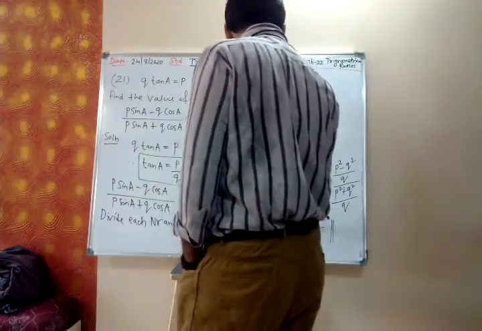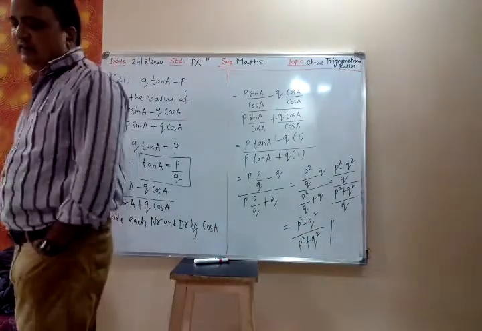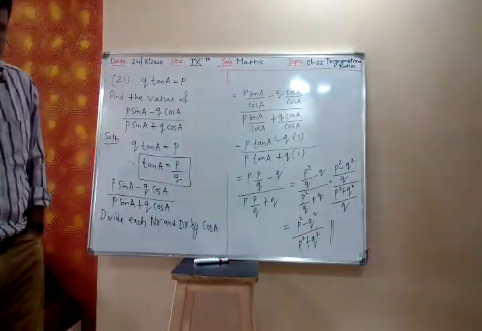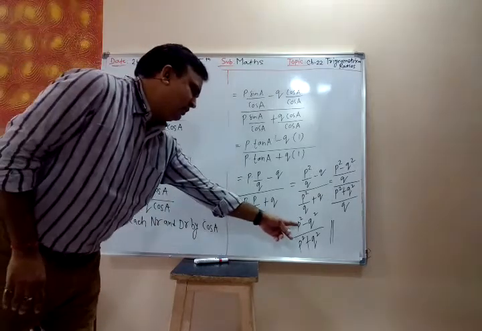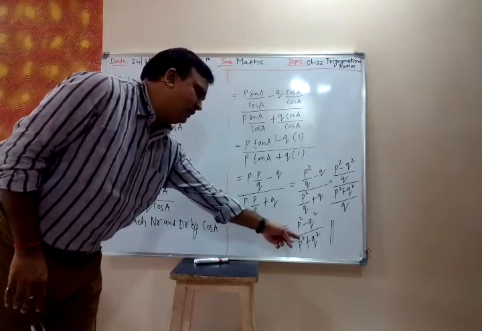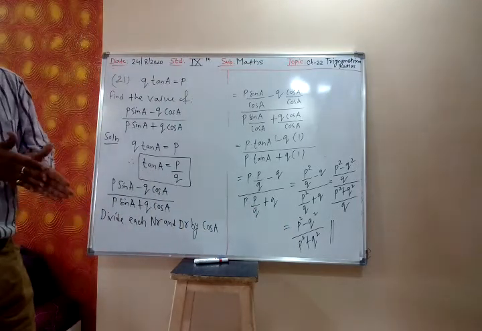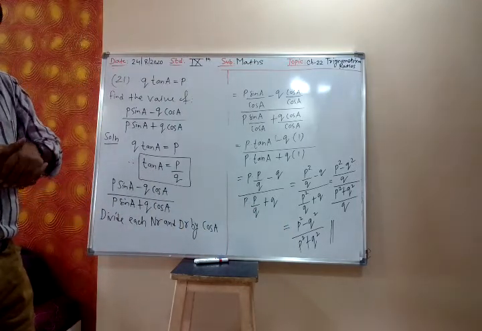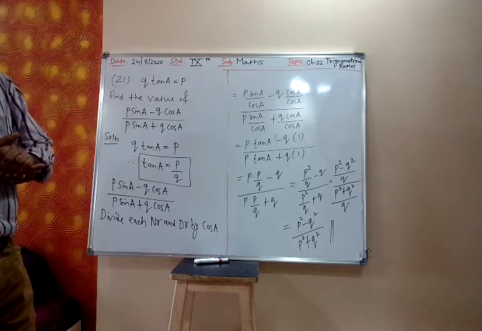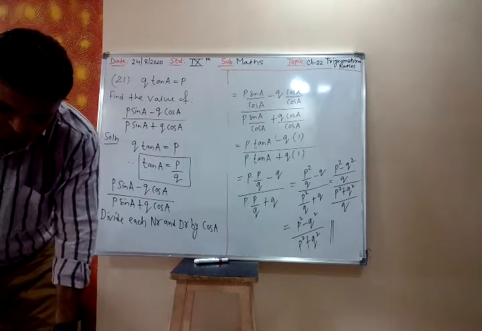Can you cancel anything? No, this is the answer. You cannot cancel, because this is P square minus Q square and this is P square plus Q square. So you cannot cancel them. Yes, this is the answer.